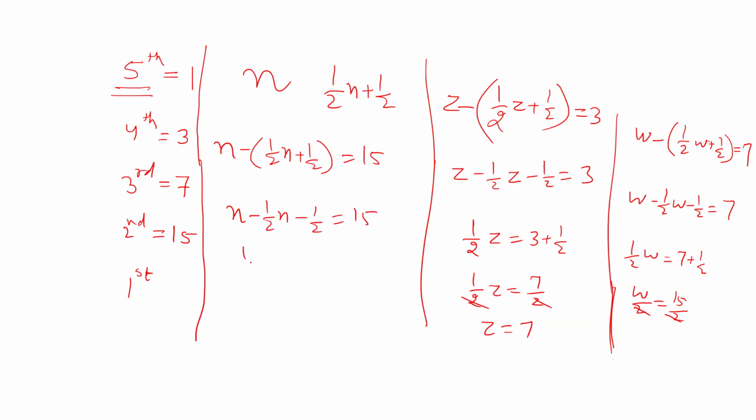N by 2 minus half is 1 by 2, so 15 plus half. So N by 2 is equal to 31 by 2. 15 twos are 30, plus 1 is 31. So N is equal to 31. The number of apples with him before the first customer visited was 31.